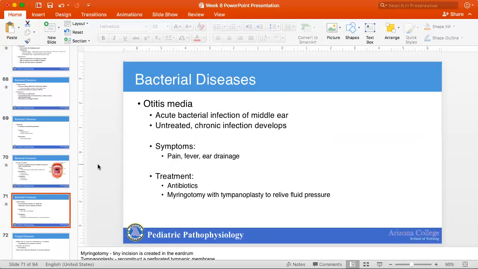Otitis media is an acute bacterial infection of the middle ear. Untreated, chronic infection develops, so it's important that if this infection is suspected, that it's treated. Treatment is with antibiotics and occasionally with a tympanoplasty to relieve fluid pressure.